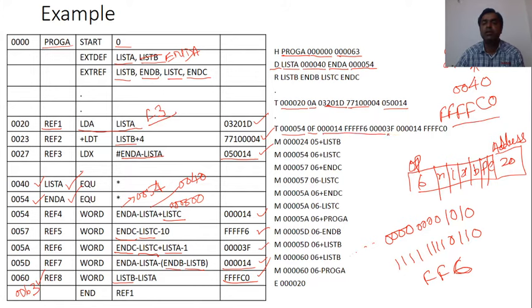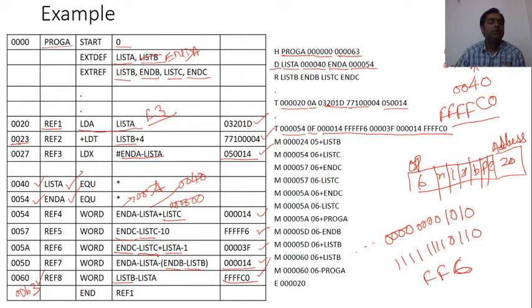It is written here, you can see here. Now our main task is to write the modification records that are required when I am executing this control section. You can see instruction by instruction. Just look at this instruction at address 0023. You can see here in this instruction there is no modification required because this instruction is written in format 3.